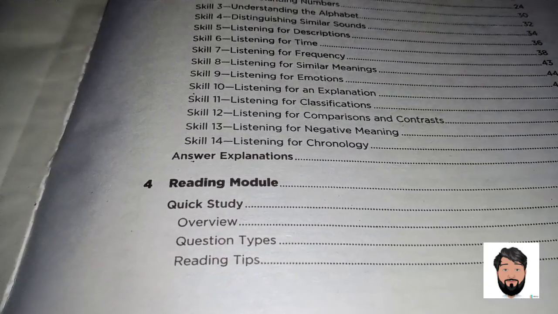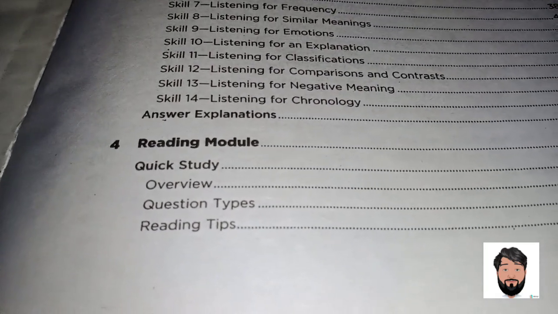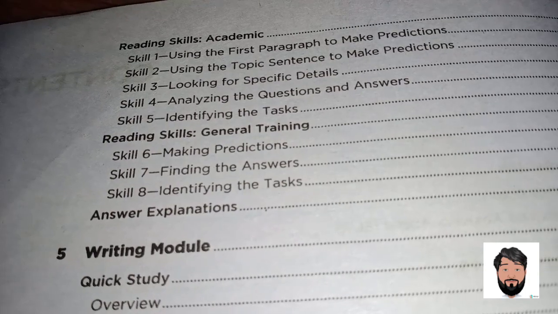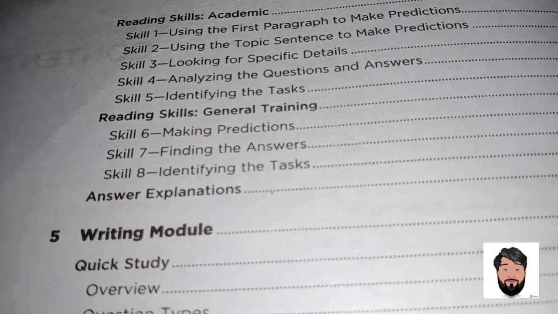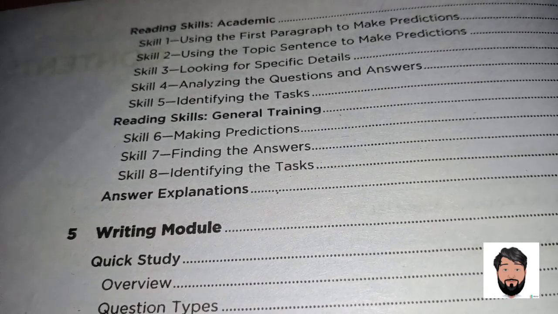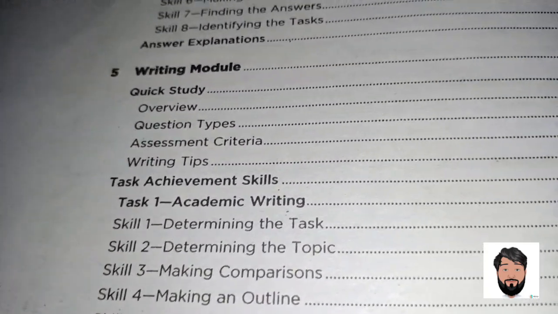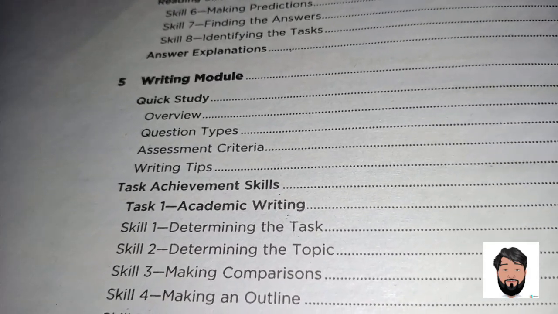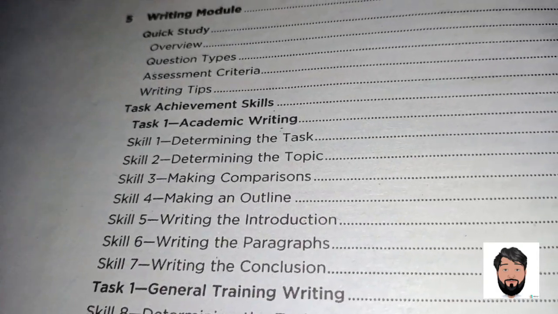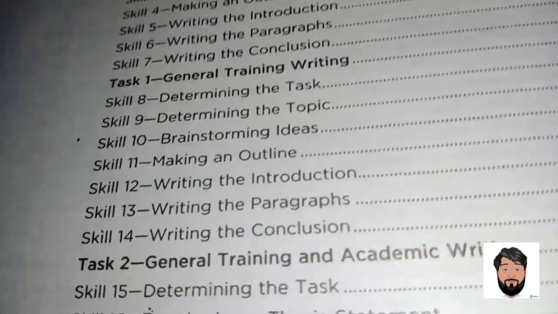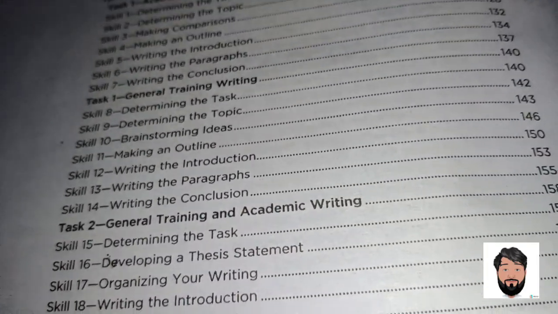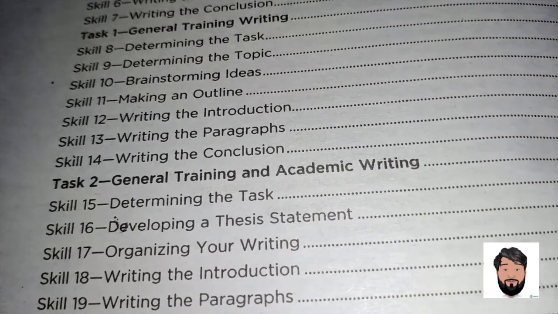And the other is the reading module with quick study, overview, question types, and reading skills that are made up of an academic section and reading skills for general training. So there is a little bit of difference between them. Now we can come to the writing module. The writing module consists of quick study, overview, question types, and task achievement skills, that are academic writing, and the other is general training writing. General training writing and academic writing are both in task 2.